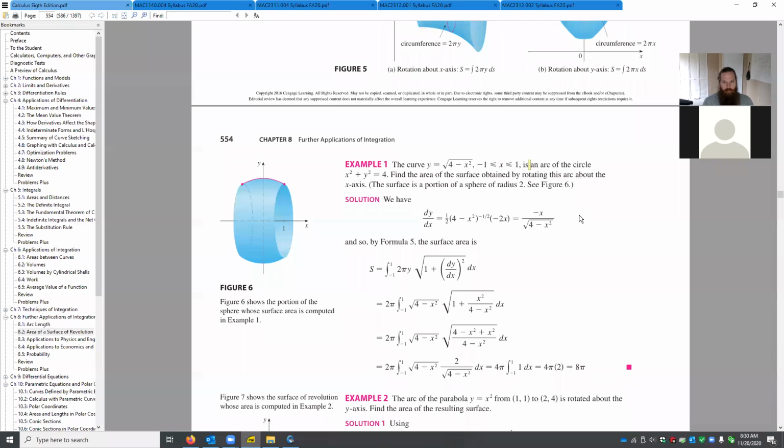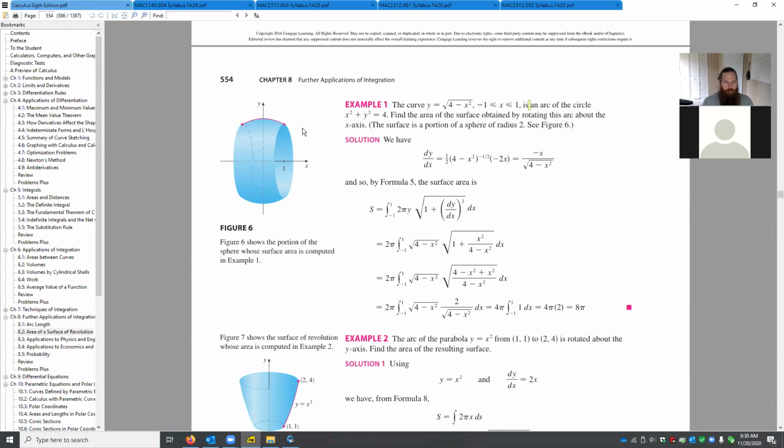Okay, so this is a nifty problem. Here's what your solid looked like, right? Kind of like a wedding band. It's a sphere with the sides chopped off.